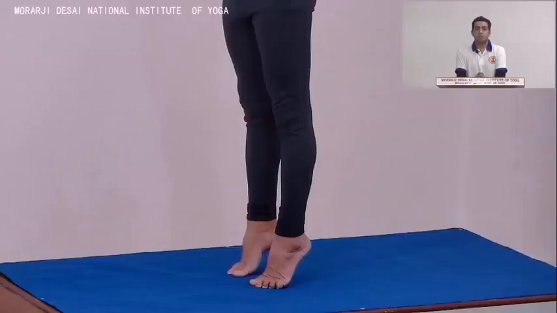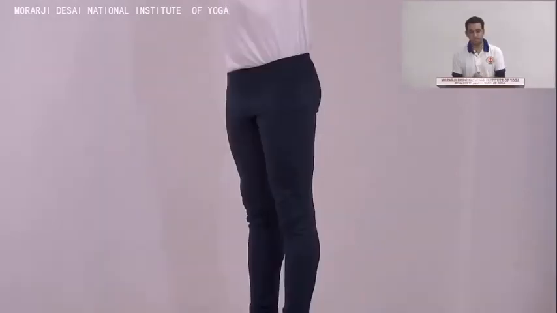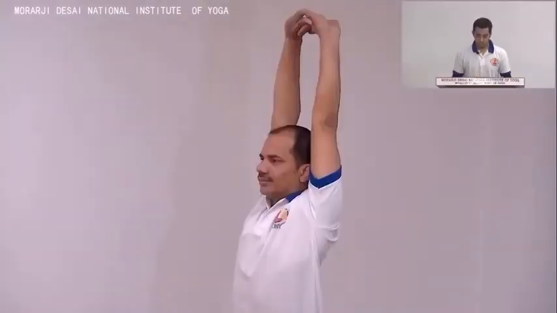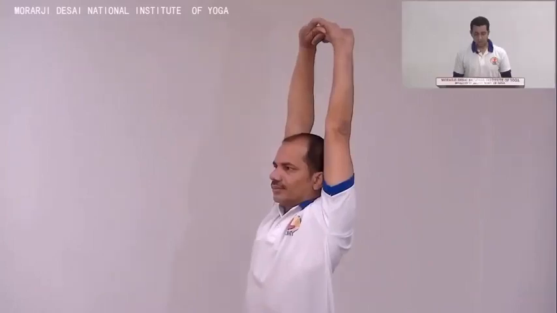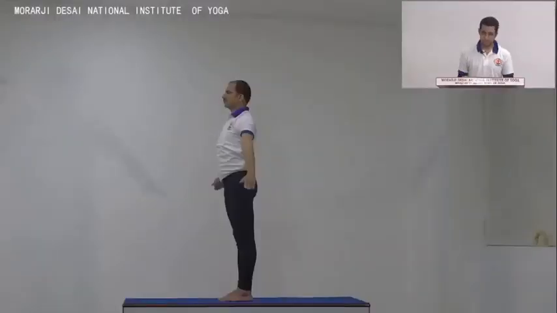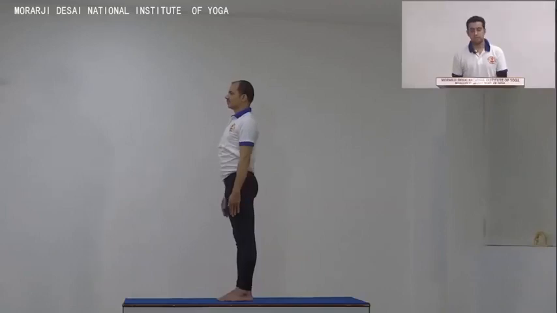Concentrate on one point. Tadasana. This asana provides balance and firmness of the body. Slowly bring your heels down. Release the interlocked fingers and keep the palms facing each other, and slowly bring your arms down. Now, after the practice, just close your eyes for a few seconds, feel the impact of the upstretch, and we will move to the next practice.